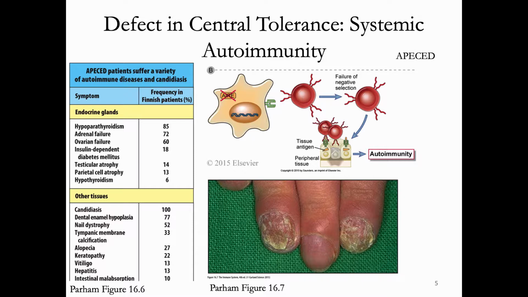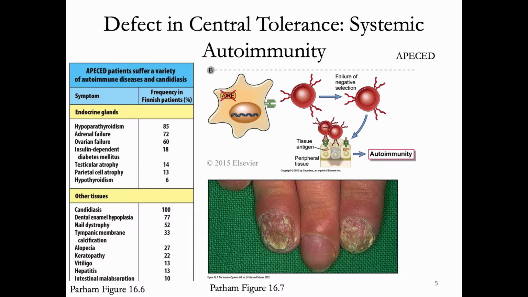Each patient has a slightly different combination. So you can see that you might have a patient who has hypoparathyroidism and adrenal failure and diabetes or something like that. So these patients have a combination of autoimmune diseases. The issue is that it's just a question of which T cells happen to make it out of the thymus and not get negatively selected as they should have. These patients also have some weird things going on with their fingernails, as is shown here. They all have yeast infections. They have some other problems as well. And so you do get this broad whole-system autoimmunity if central tolerance is messed up.